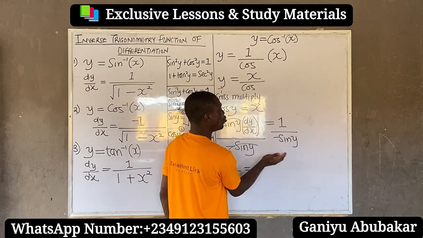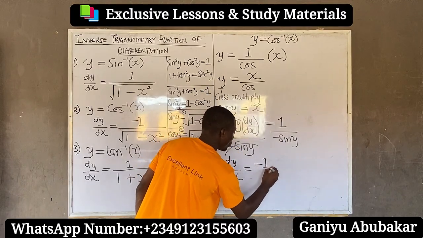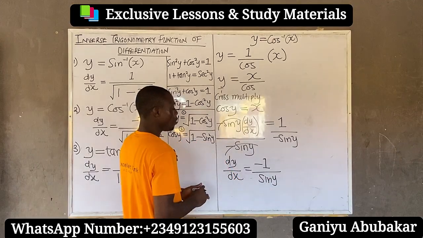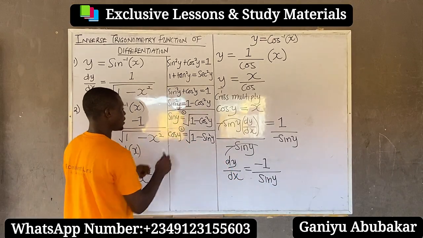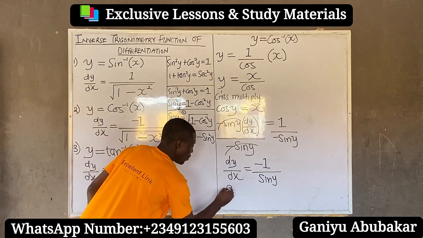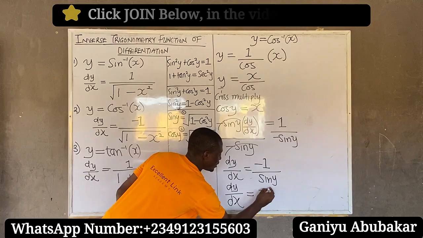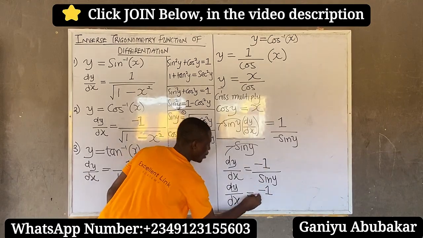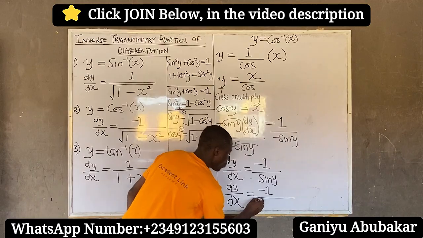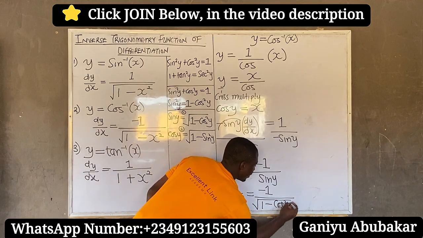What do you do in that case? You shift it up. So I'll bring it to this one. That gives you minus 1 all over sine y. But don't forget that I showed you what sine y is. It means that dy/dx will be equal to negative 1 all over sine y. What's sine y? That gives you the square root of 1 minus cos squared y.